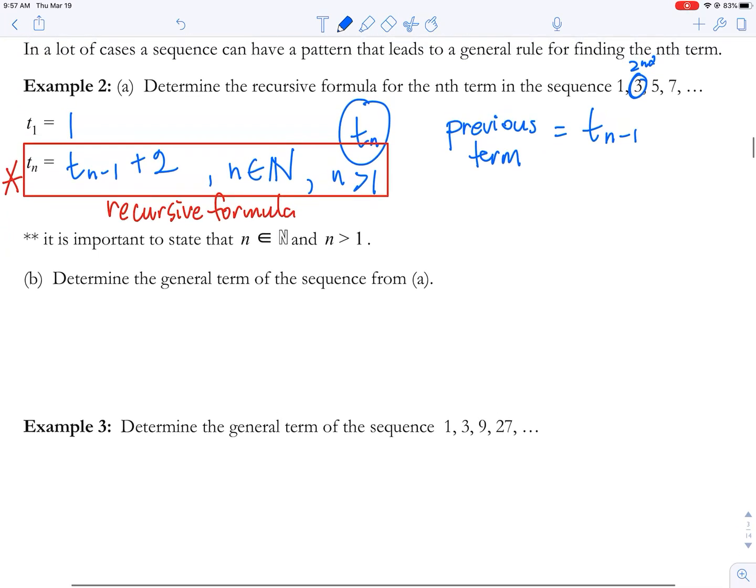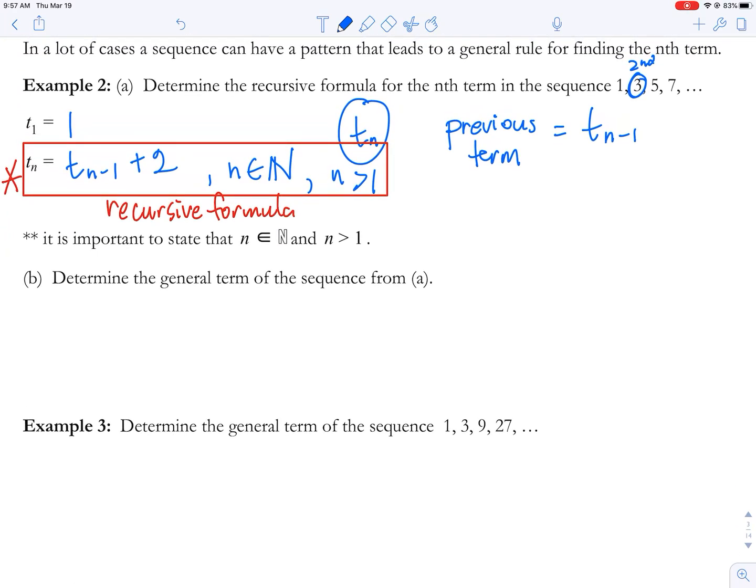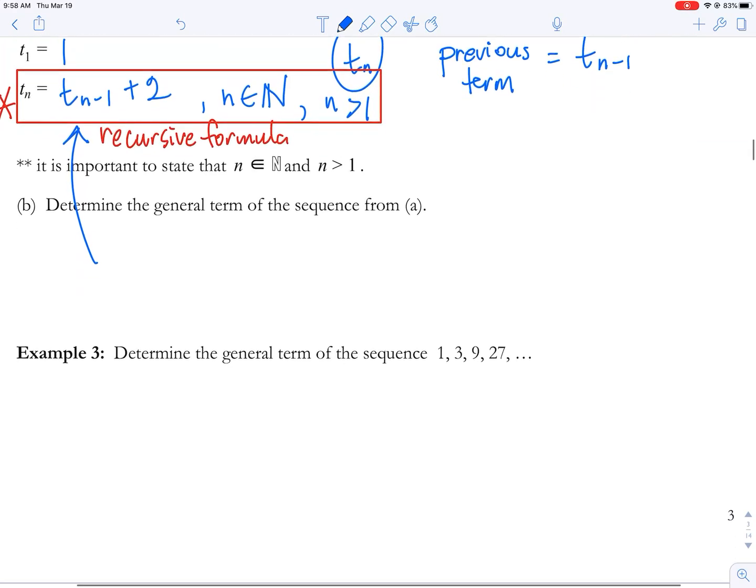For example 2, it says then determine the general term of the sequence from A. Oh, and I've just done that. So I'm not sure, because I wrote this passage, I being Miss Hancock, I don't even remember what I was asking for there. So that would be the general term here. So we're going to leave that.